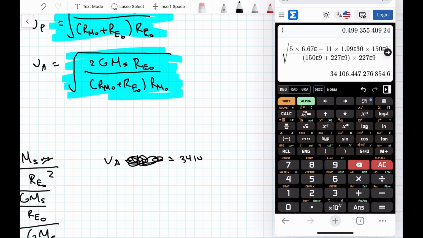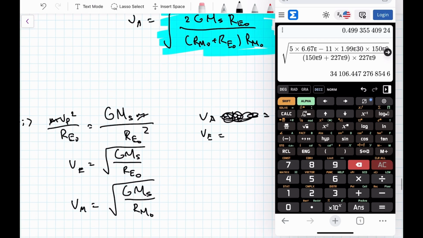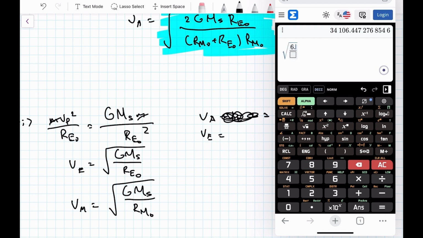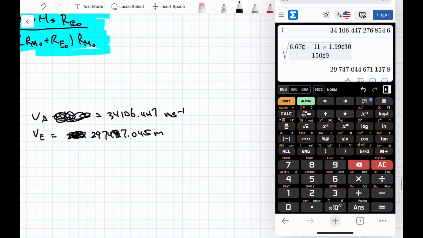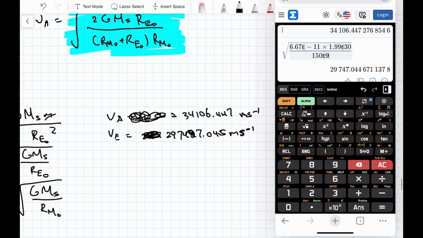So we have this, and that is equal to 3416.447 meters per second, and then VE is equal to 6.67 10 to the minus 11 multiplied by 1.99 10 to the 30, over this is REO, which is 150 10 to the 9. So that is 297.045 meters per second.